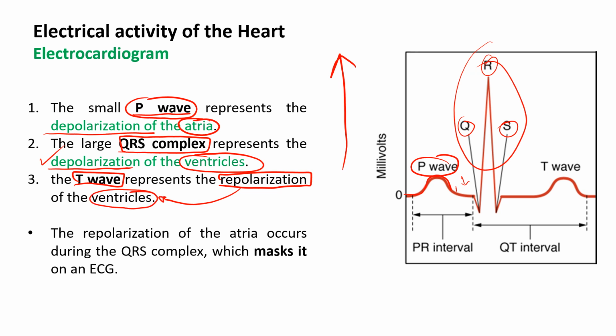So you might be wondering, where is the repolarization of the atria? If you read here, it tells you that the repolarization of the atria in the EKG, we cannot see it because it's masked by the QRS complex. In other words, if we were able to see it, the repolarization of the atria would be somewhere here, but we cannot see it because the big QRS complex basically covers or erases it.